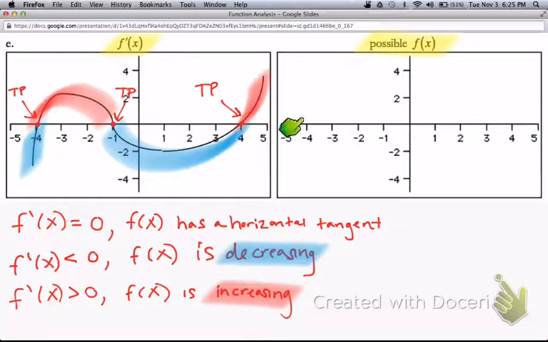Now the question is where. At -4, do I put the point down here? Do I put it up here? Where am I going to put it? And honestly, you can kind of decide where you want to put it to some extent. So all I know is that -4, -1, and 4 are going to be turning points on the graph of my original function.